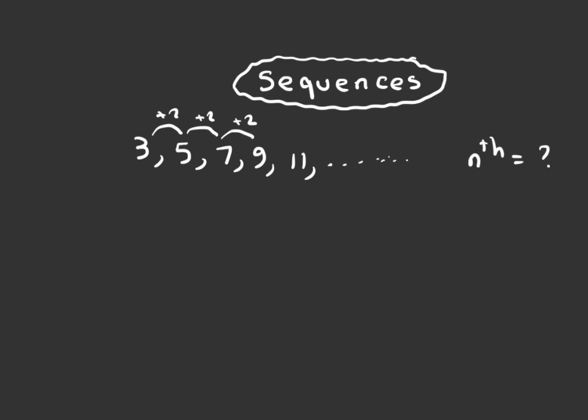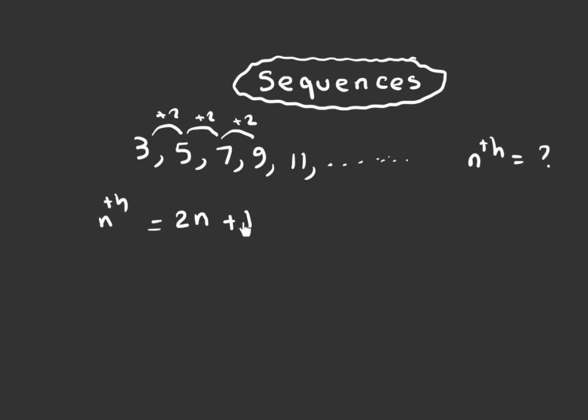If you add 2, for example, so 2 times n, this is a linear sequence. So 2n, 2 plus what equals 3? So 2n plus 1. This is the nth term.